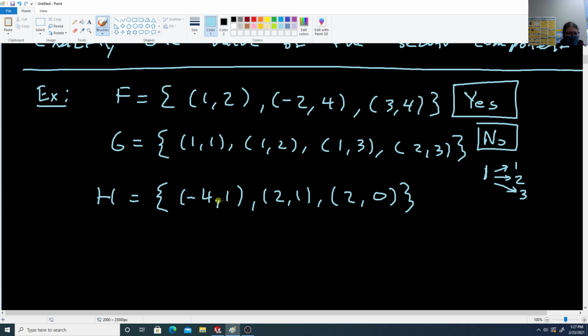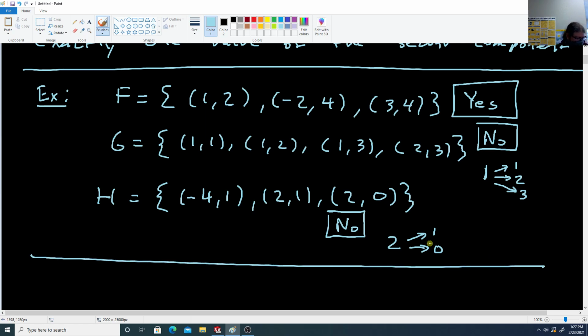So over here we got -4 goes to 1, 2 goes to 1, and 2 goes to 0. So this is not a function. The issue here is 2, trying to send it to 1 and also trying to send it to 0. So you have one input being sent to two different outputs. That causes the problem.